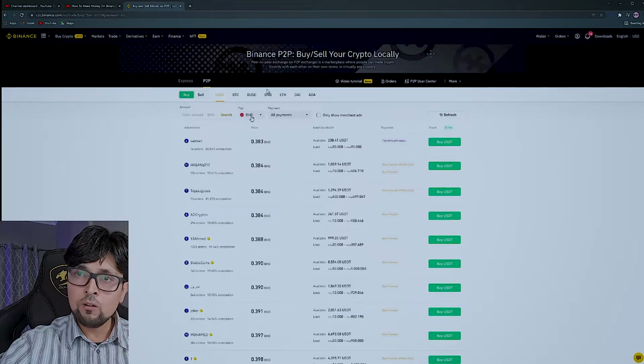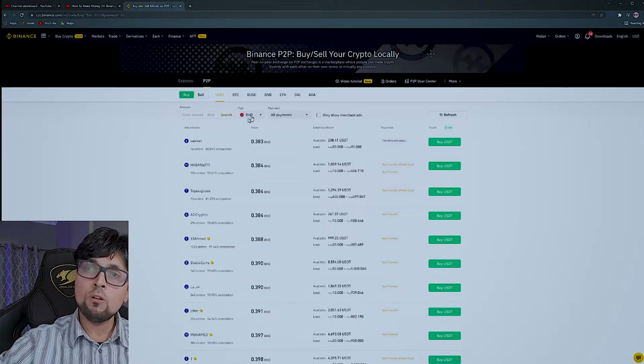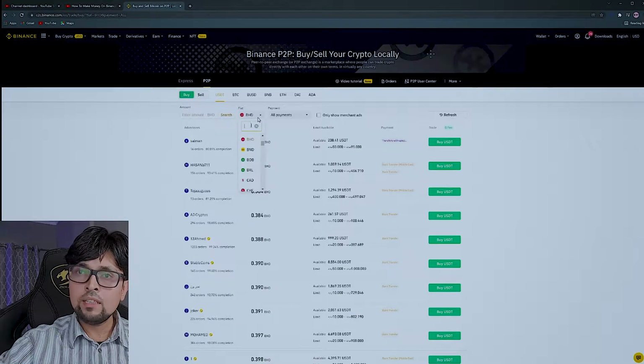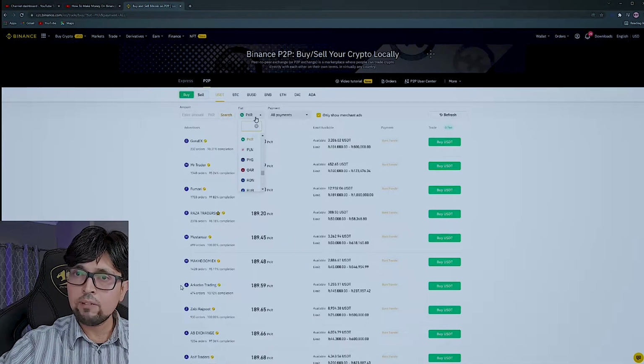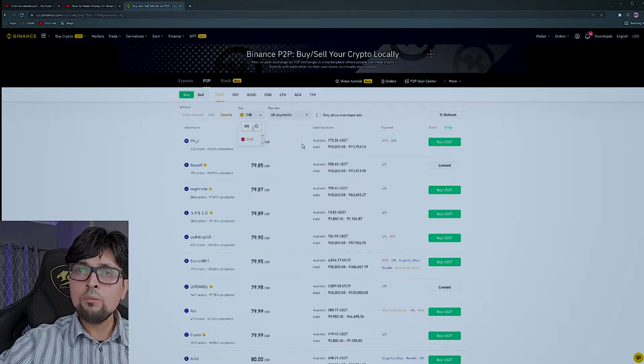And what coins are available to buy and sell? There are stable crypto coins and the other crypto coins. So whatever you want to buy or sell, you can choose from here. And whichever country you are living in, you can sell in your local currency or buy in your local currency. So this is Bahraini dinars because I am in Bahrain. Let's say if you are in Pakistan, you will select PKR and you will see all the advertisers who want to sell in PKR. If you are in India, you can select INR and you will see all the list. So let's go back to BHD.